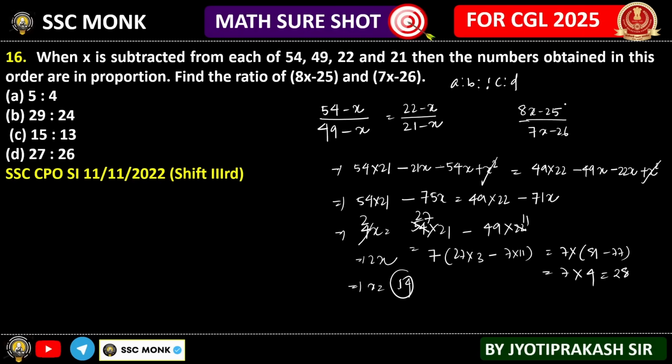Sir, when x is equal to 14, 8x minus 25, that means 8 into 14, 8 14s are 112 minus 25, divided by 7 into 14 is 98 minus 26, which is equal to 87 by 72. If I solve it further, if I divide it by 3, 29 here, it will be 24. So ratio is equal to 29 is to 24. Clear? Answer option B.